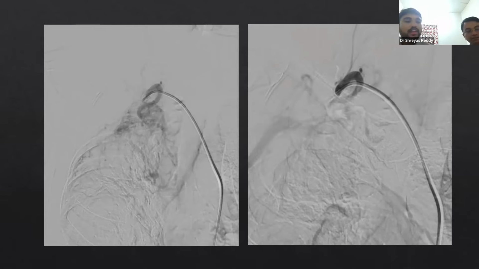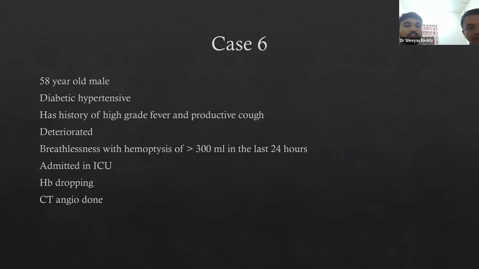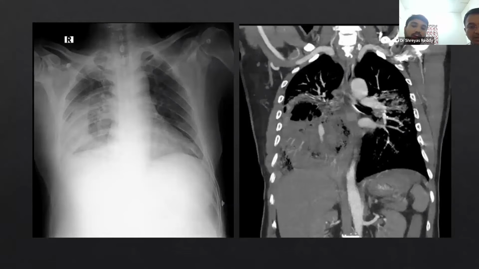So this was another case who came with high-grade fever and productive cough. Hemoptysis, massive hemoptysis was there. Consequently, a CT angio was done. Yes. So the X-ray shows a big cavitatory lesion in the right mid and lower zone, and on the CT angio image, we can see an irregular and dilated segmental pulmonary artery branch.